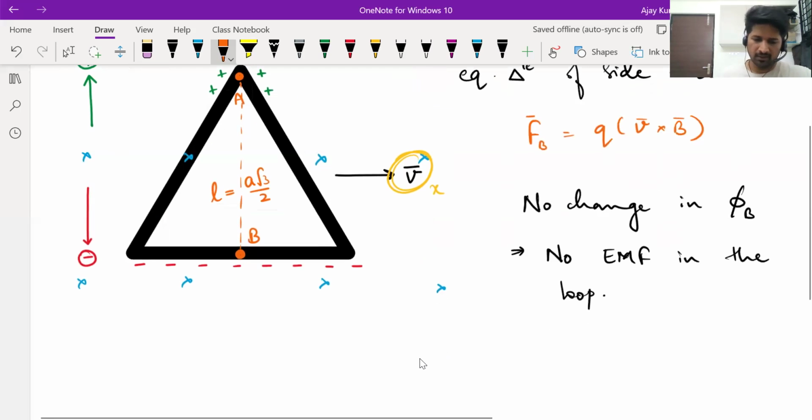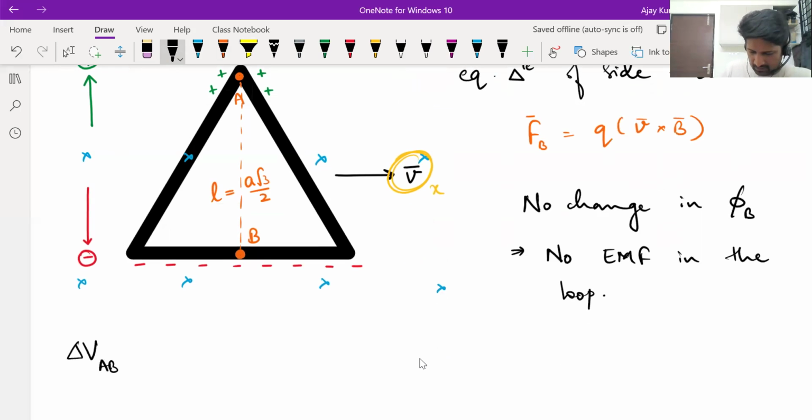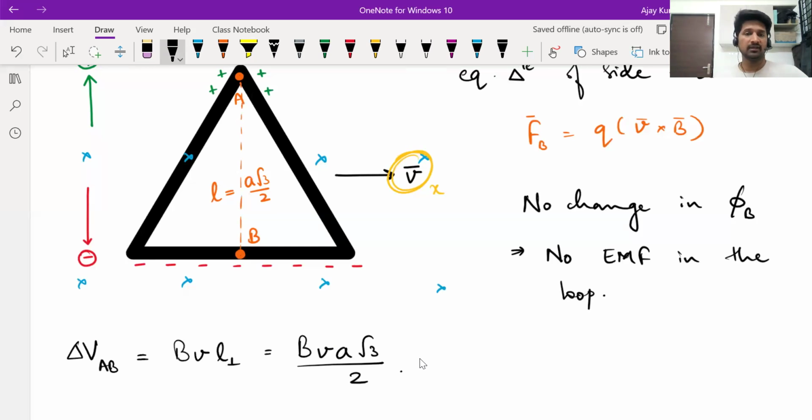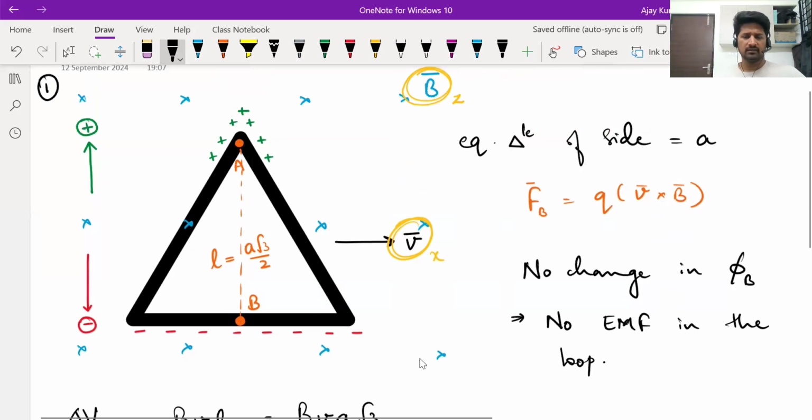Then there will be a potential difference between A and B. And how much will that be? Magnetic field, speed, and perpendicular length. So it becomes BV A root 3 by 2. That much potential difference is there between A and B. Okay. Does that mean Faraday's law is valid, invalid? There is an EMF generated. Faraday said if flux doesn't change, EMF should not be generated. Does that mean Faraday's law is violated here?